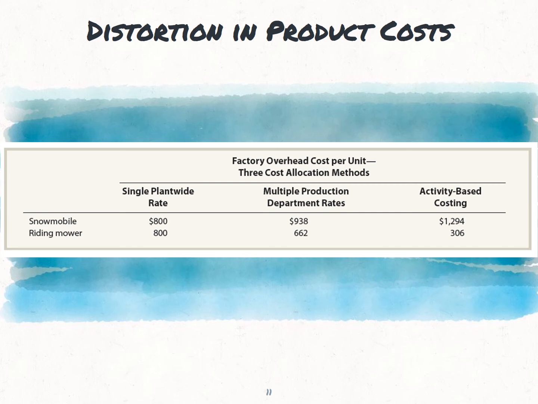As a result, the snowmobile will be underpriced if the single plant-wide rate is used, and the riding mower will be overpriced because its factory overhead cost will be overstated by $494. If Ruiz uses the activity-based costing method, its product cost will be more accurate.